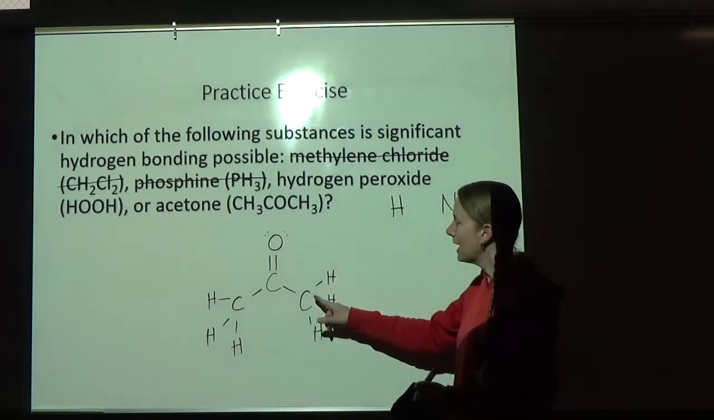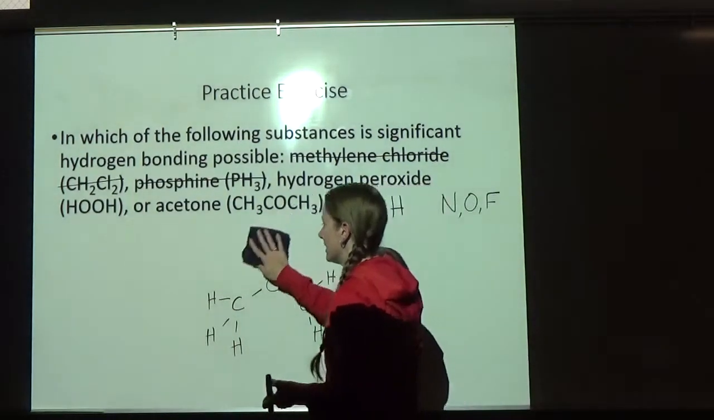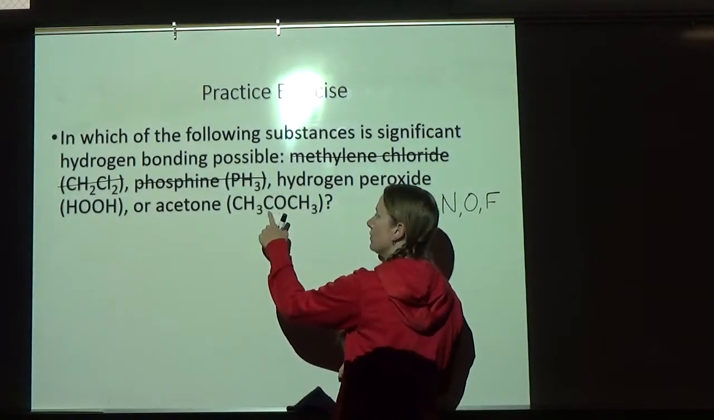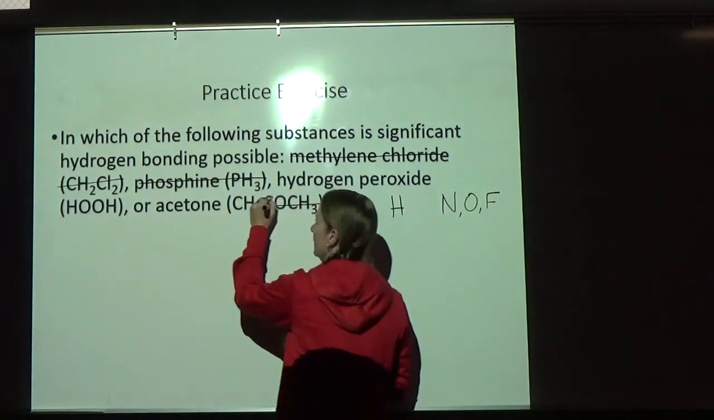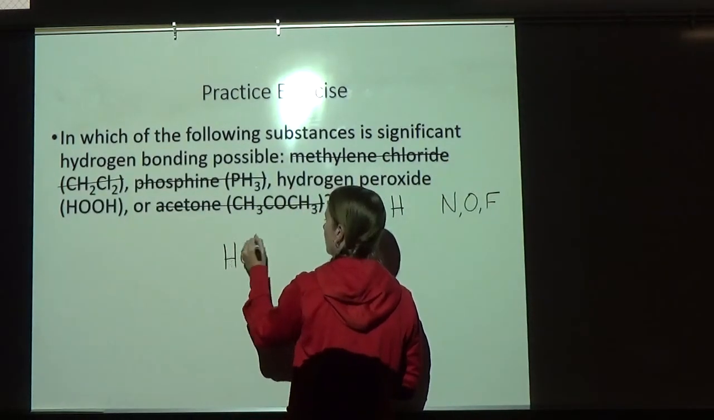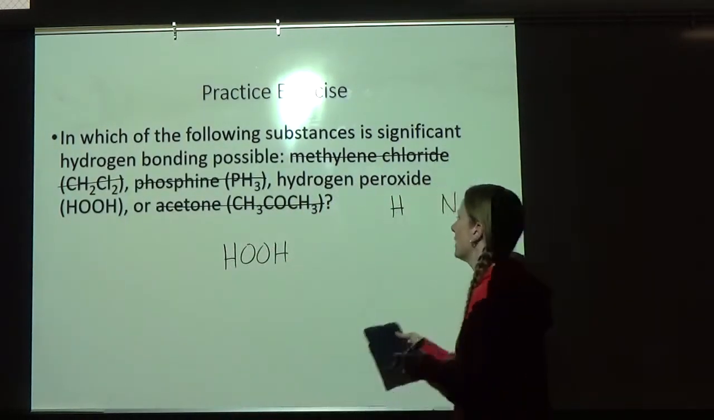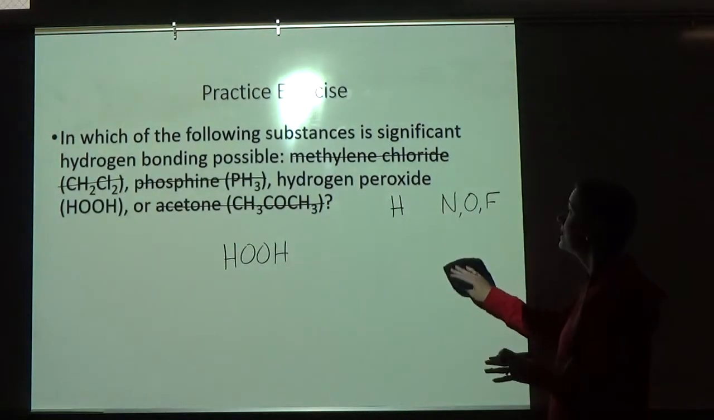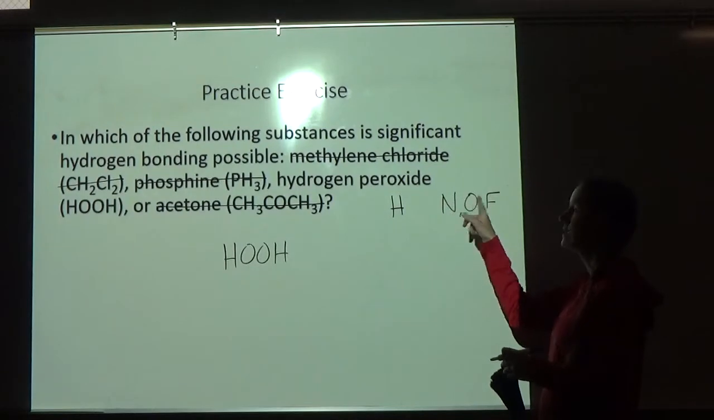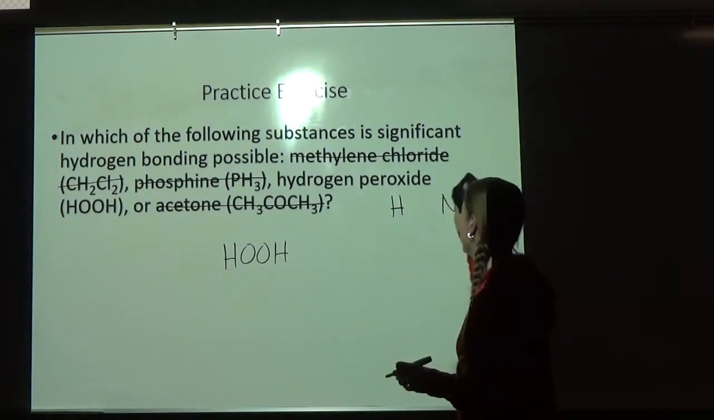So you can see the hydrogens are actually bonded to the C, not the O, and they kind of show you that in the formula. So we can discount acetone. In this case, it would be your hydrogen peroxide. Like I said, hydrogen bonding is not just about looking for these elements, it's making sure the hydrogen is actually bonded to those elements also.